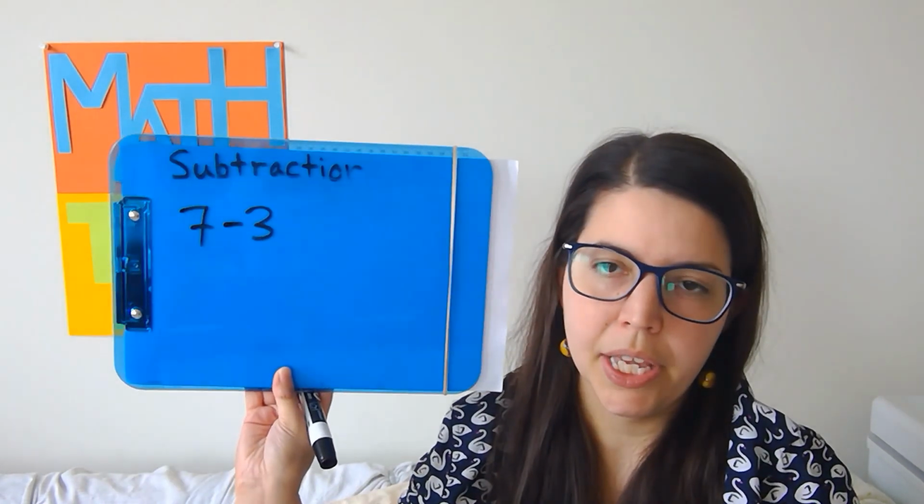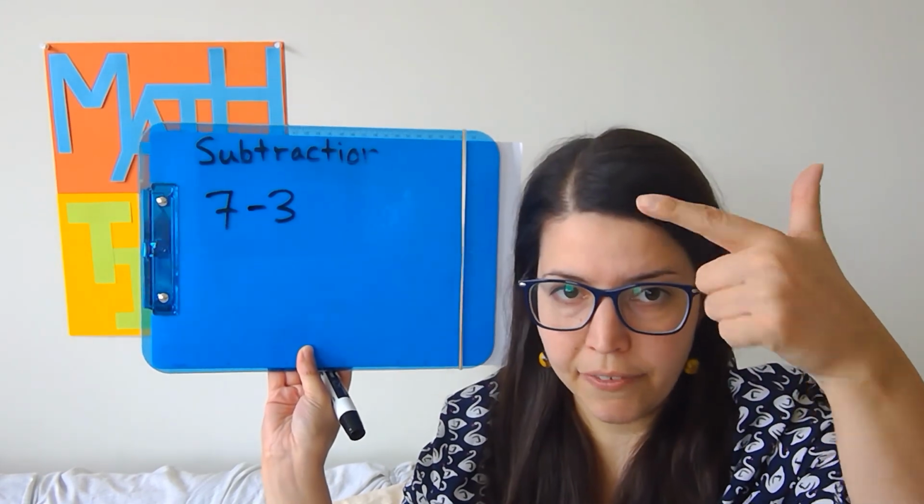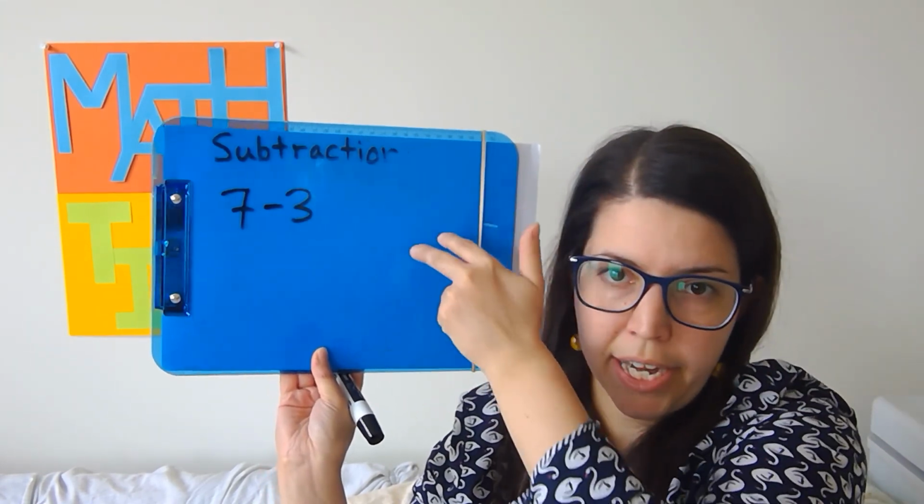So one way is by counting. The same way that you would count up in addition, you can count back with subtraction. So if you have 7 minus 3, and you start with 7, and then you count down 6, 5, 4, that's 3, you're left with 4.